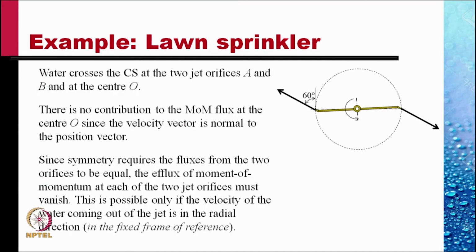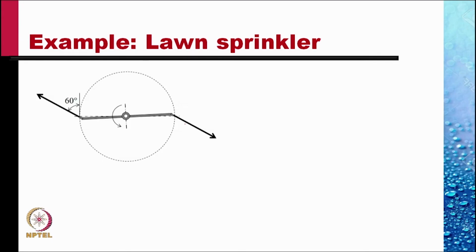The symmetry requires the fluxes from the two orifices to be equal. The efflux of momentum at each of the two jet orifices must vanish. This is possible only if the velocity of the water coming out of the jet is in the radial direction. Only if the momentum is in the radial direction would r cross momentum be 0. So, in the frame of reference that we have, the water should be coming out radially. How do we do this?